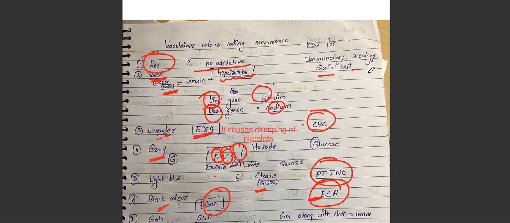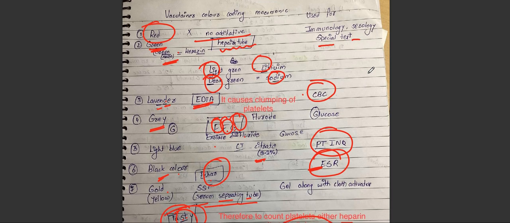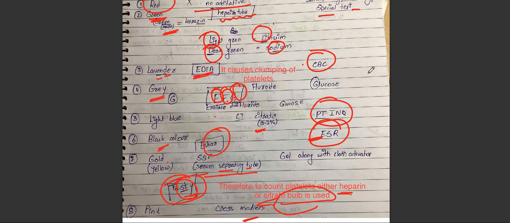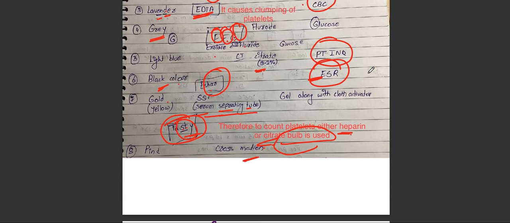Then for the vacutainer, red represents no additive, green is for heparin, lavender itself represents EDTA, gray is EFG, that is E for enolase, F for fluoride, G for glucose, light blue is PT, CT is for the citrate, and PT is for the PT INR. Black color is ISHR, ESR, and gold and yellow is SST, tasty, that is serum separating tube, and pink is for cross matching.